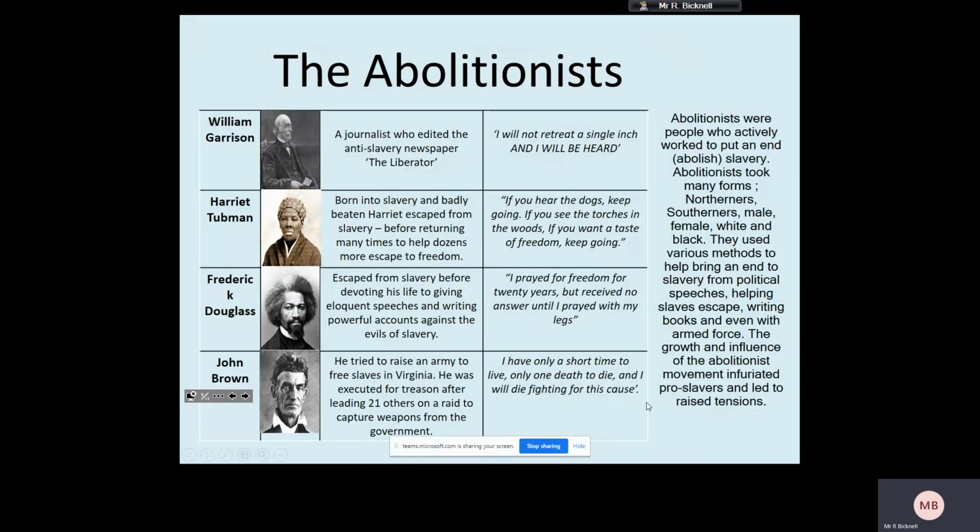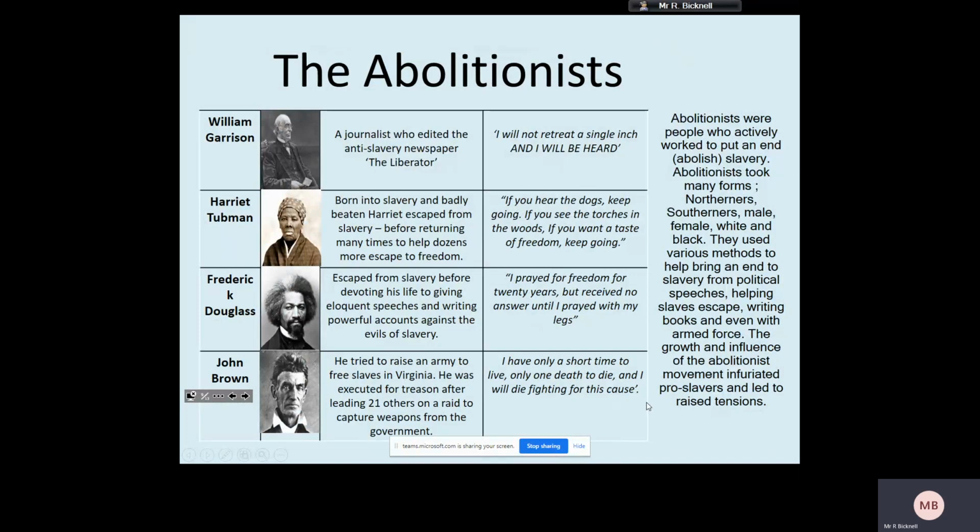The next cause of the Civil War, and this is one of the long-term causes, is the abolitionists. These are the people that campaigned to end slavery. How do the South feel about people like Harriet Tubman and John Brown? They don't like them. Threatened, absolutely, because these abolitionists are campaigning to end slavery as a way of life.